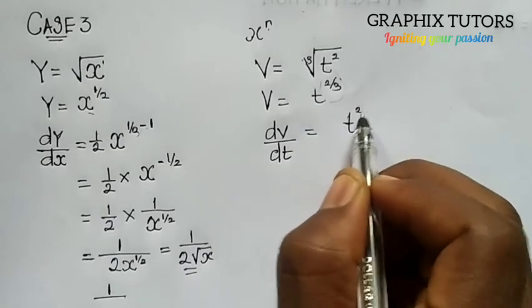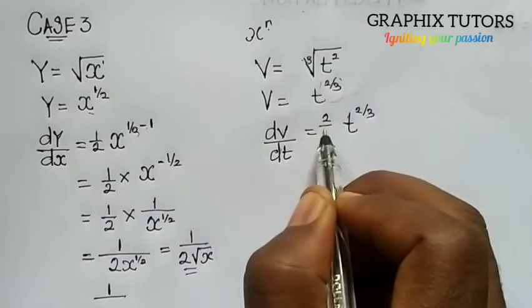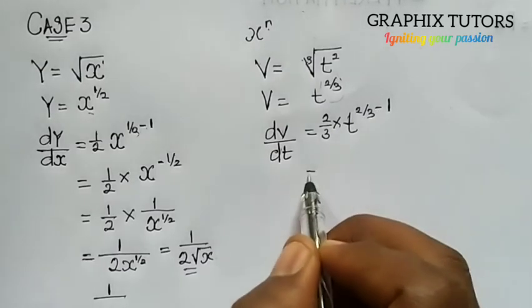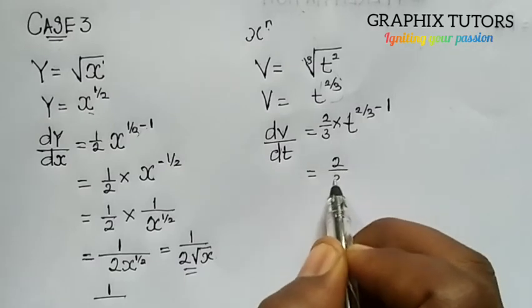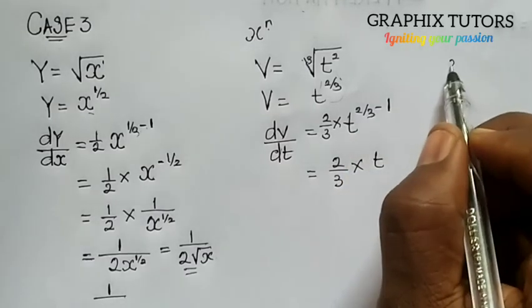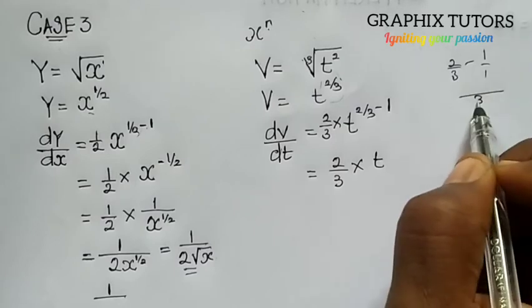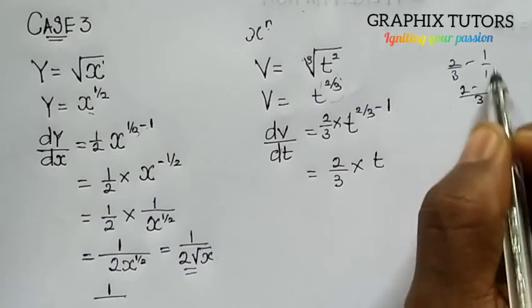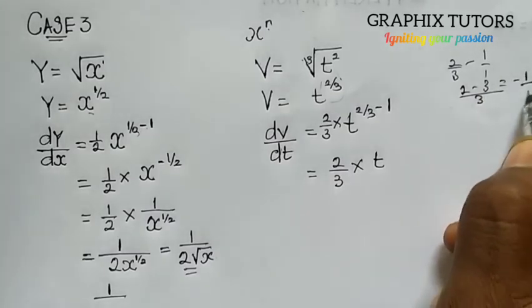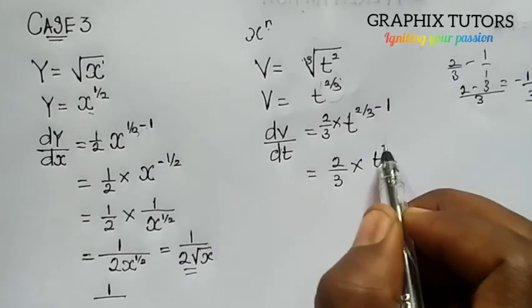t to the power of 2 over 3. Since I've written it this way, the power will come down. I'll be having 2 over 3 multiplied by t to the power of 2 over 3 minus 1. If you look for the LCM, that means having 2 over 3 minus 1. The LCM here is 3. 3 in 3 is 1. Then we have 2 minus 3, so that gives me minus 1 over 3. So from here, I'll be having t to the power of minus 1 over 3.